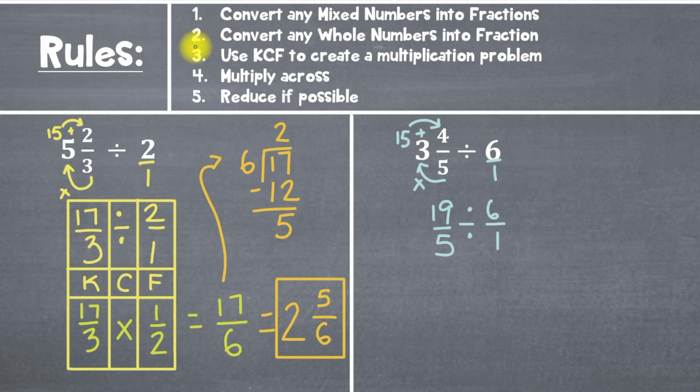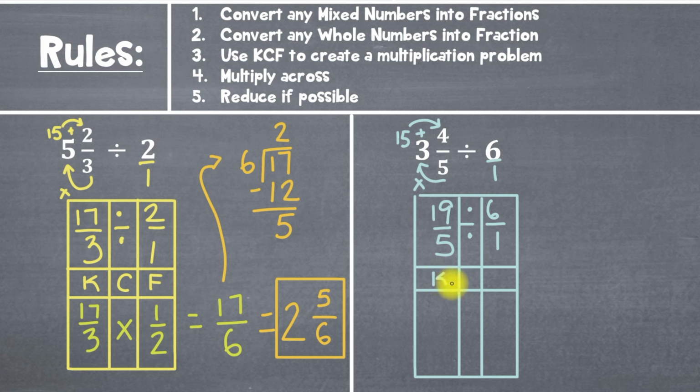And then go to step 3, which is to use KCF to create a multiplication problem. So let's make a KCF chart around this problem. So in KCF, remember that K stands for keep, which just means we're going to keep this fraction here exactly the way it is. I've got 19 over 5 here, so I'm just going to have 19 over 5 down here. The C stands for change. And remember, we're turning this division problem into a multiplication problem, just like it says in step 3. So we'll put our multiplication symbol right here.